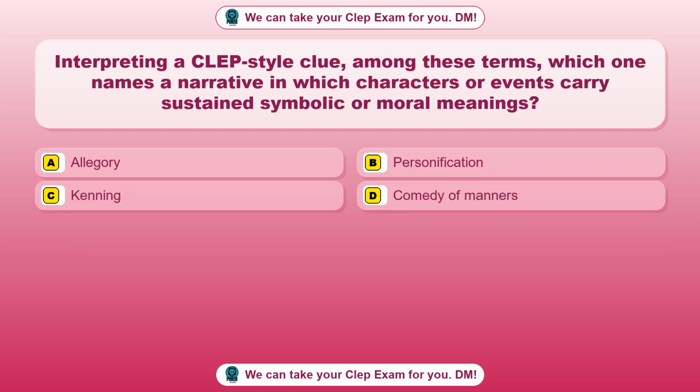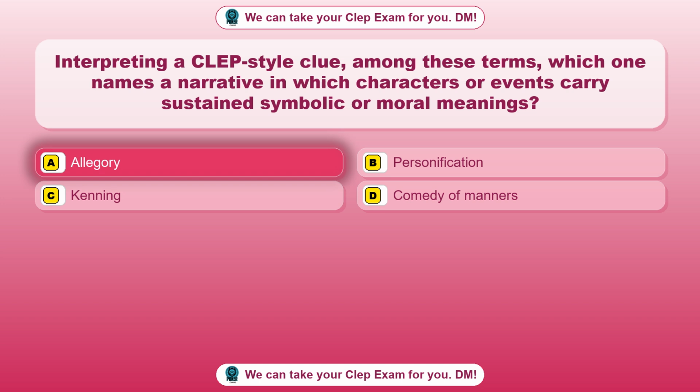Question 95. Interpreting a CLEP-style clue among these terms, which one names a narrative in which characters or events carry sustained symbolic or moral meanings? Option A. Allegory. Option B. Personification. Option C. Kenning. Option D. Comedy of manners. The correct answer is option A.